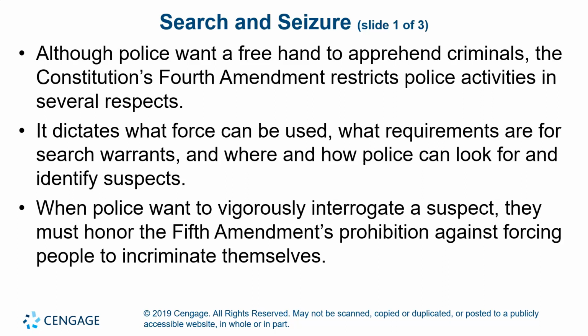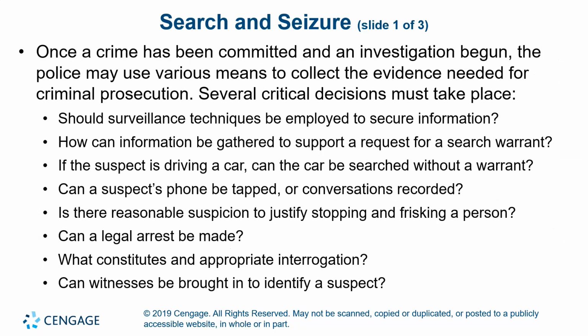But once a crime has been committed and that investigation has started, the police are going to use different types of means, if you will, to collect evidence needed for that prosecution. And as they do this, several questions start to come to light. So let's take a look at those. One could be, should surveillance techniques be employed to obtain information? And how can information be gathered to support a warrant if I need one?